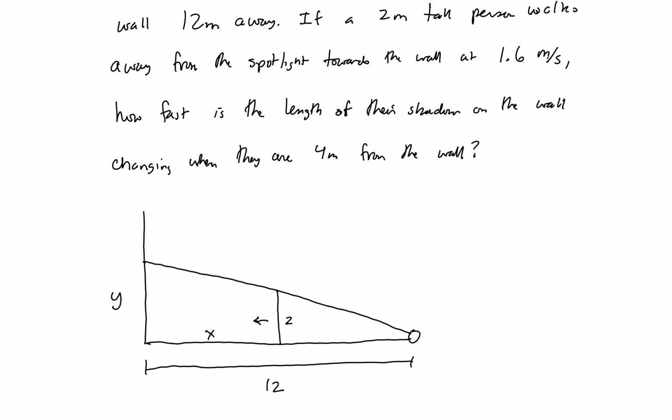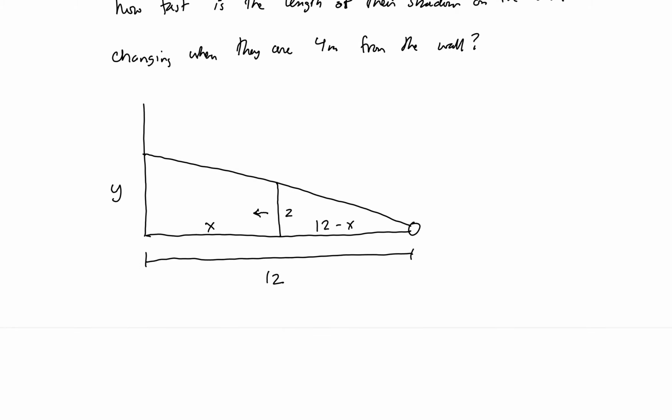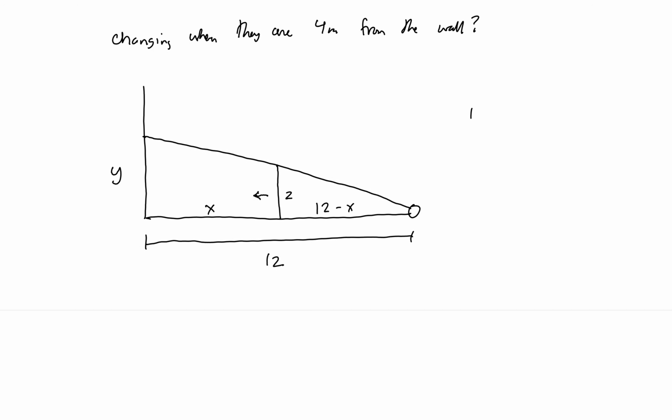So let's call this variable x, because x is what we're going to know. They're going 1.6 meters per second towards the wall. And so that means this distance here has to be 12 minus x. So what we know from this, we know dx dt is negative 1.6 meters per second.